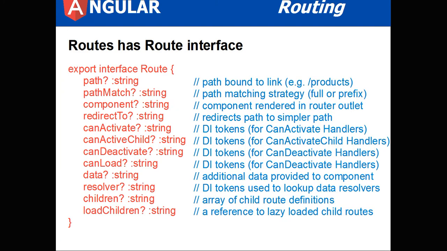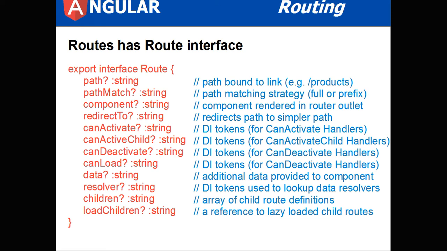Okay, so the routes has a route interface, which is really important. You start out using a very simple form of it, and then you start getting more sophisticated using different aspects of the route. The first optional parameter is a path. The path is bound to the link. For example, /products would be the path, and then I'm going to quickly jump to the component, which is the component rendered in the router outlet. So I define a path, I define a component, and when I click on that path, I render that component in the outlet. And then you have a path match string, which is a path matching strategy. It could be full or prefix.